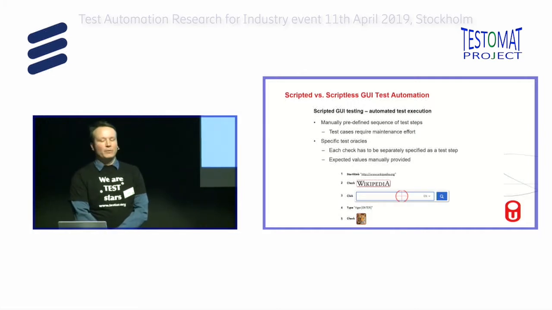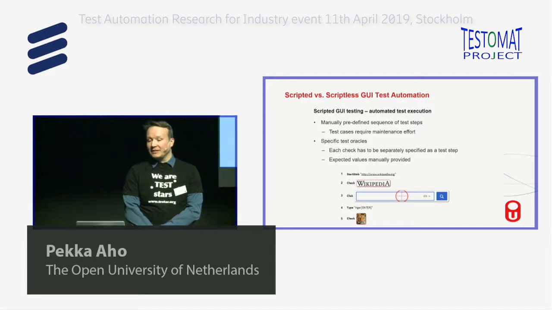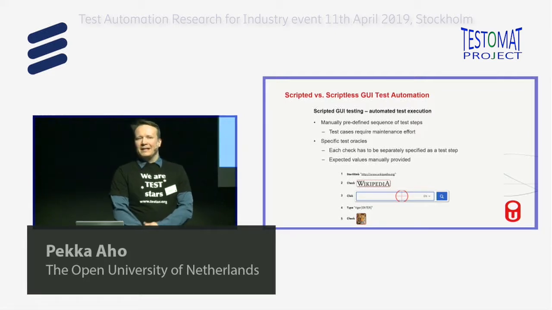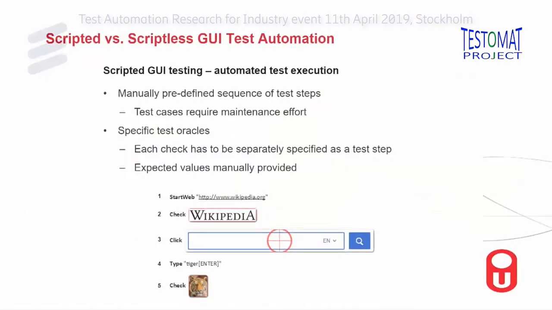First, I have to explain what we mean with this scriptless or scripted. Starting with scripted UI testing, you basically automate test execution. The state of the practice is usually like that: manually or with capture replay tools, you define a sequence of test steps before running them. And this means that you are gathering a lot of testware that you have to maintain.